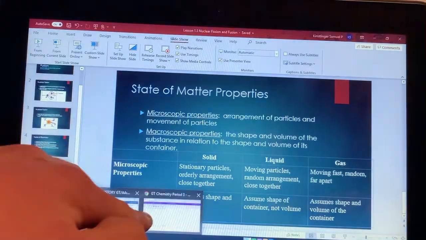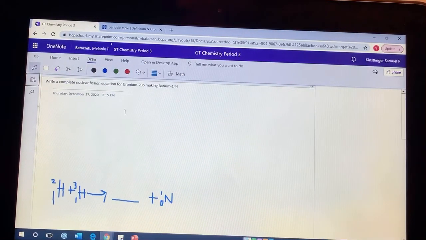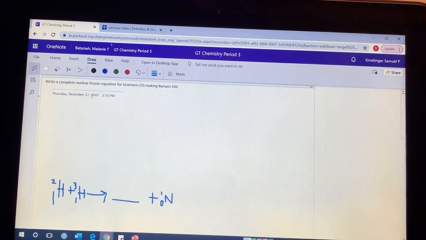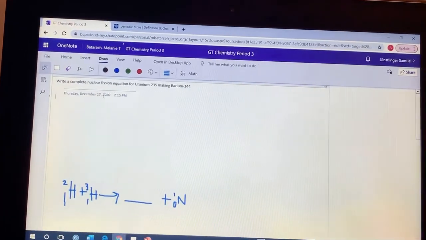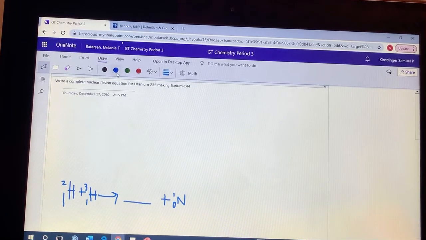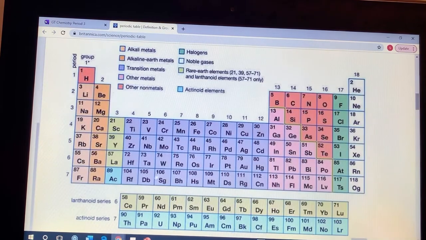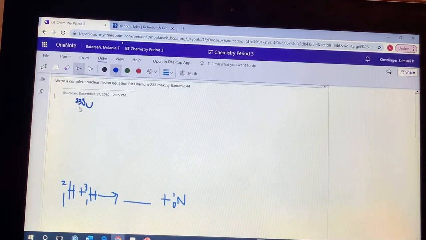Let's do a practice problem. Both of these were taken directly from questions I had to answer myself, so I know these are questions we'd have. It says, write a complete nuclear fission equation for uranium-235 making barium-144. So right now we know it's uranium-235, so we have U, 235, and uranium is 92. And we know it's going to be nuclear fission.